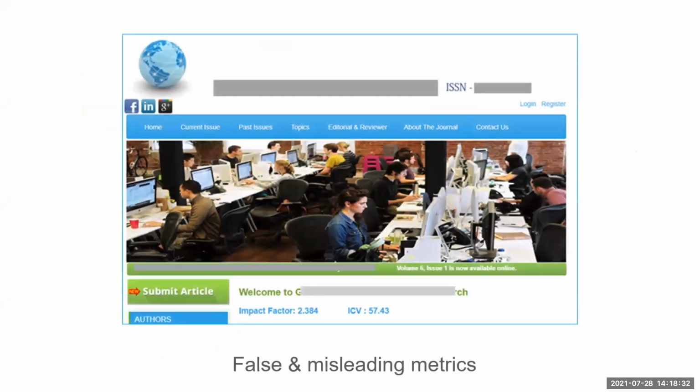Then the next example here, again, we have a stock photo which is being used. This is actually just taken from a library photo. And then also using a fake or false impact factor, so false metrics being used to create the impression that the journal has prestige.